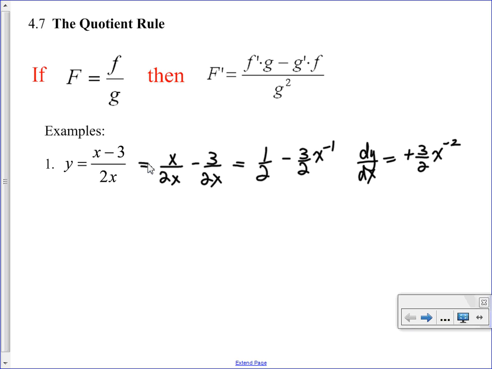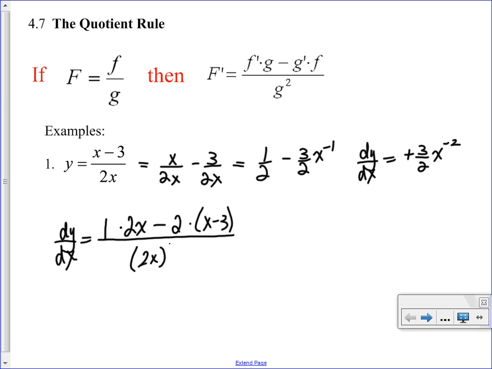Well, the quotient rule says that whenever we have a division statement, the slope of the tangent line at any point is the derivative of the numerator, which will be 1, times the denominator, then subtract the derivative of the denominator, which in this case would be 2, times the numerator, all divided by the denominator squared.